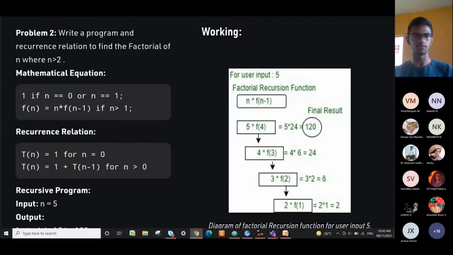Similarly, the second problem is to find the factorial of n. Everyone knows factorial, right? The recursion relation is Tn equals 1 for n equals 0, and Tn equals n times Tn minus 1 for n greater than 0. And here is the working of the problem.